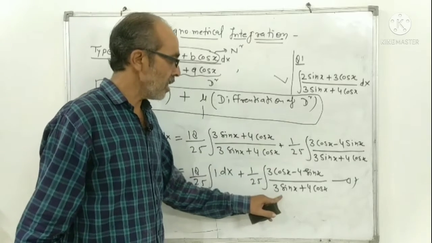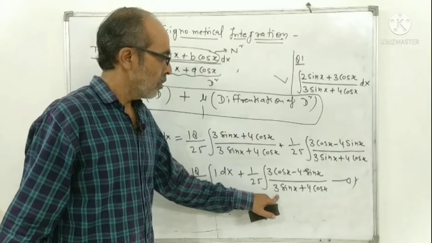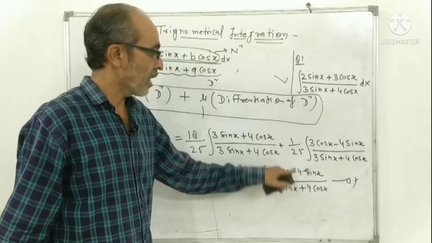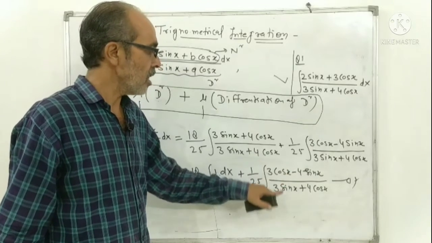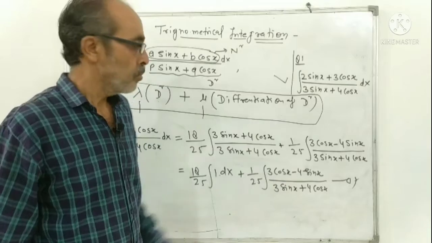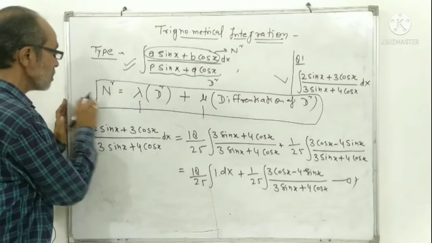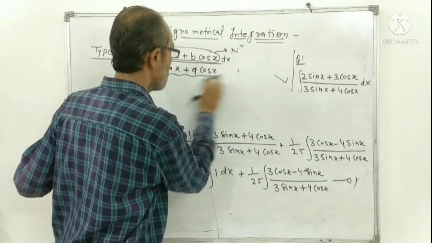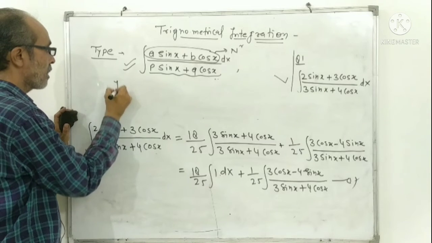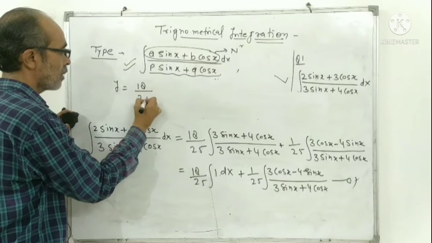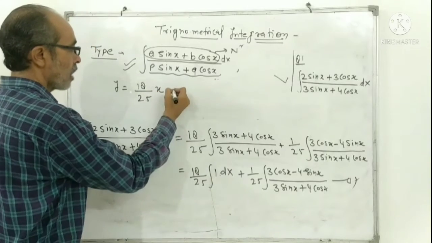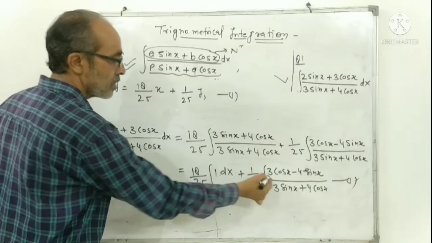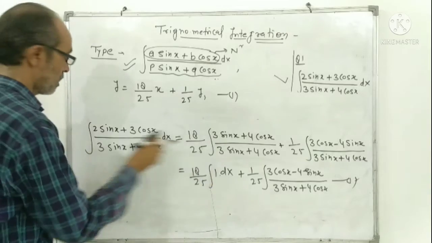Yes, in this integral we use the substitution method, when we assume that 3 sin x plus 4 cos x is a variable t, then the derivative is in the numerator. So here the integral is dt upon t. In the next step, the given integral I is equal to 18 divided by 25 times the integral of 1, plus 1 upon 25 times I1, where I1 is equal to this integral, and I solve this integral.